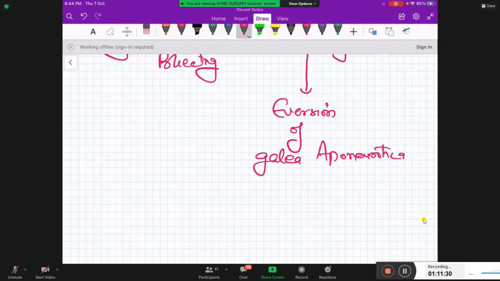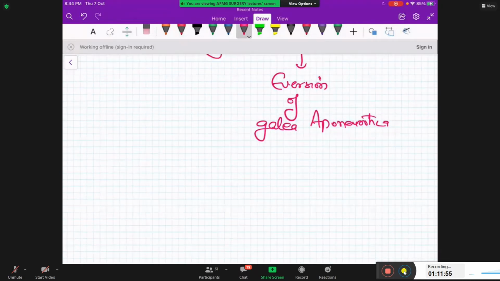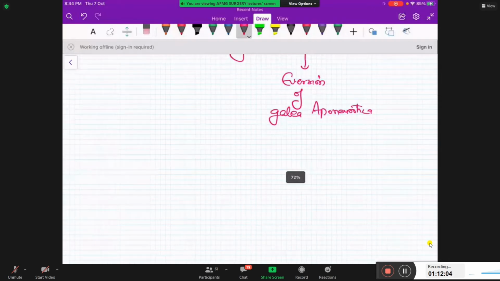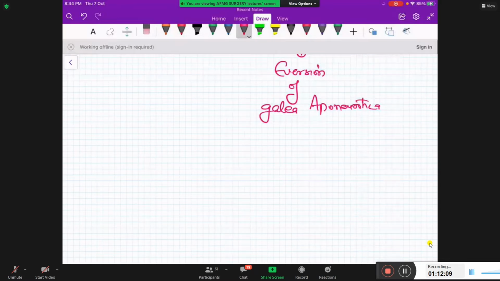So eversion of galea aponeurotica, and then we should know. Obviously, you should know where is galea aponeurotica. And if by any chance you try to do that and you could not find a galea aponeurotica, she will say, "Kahan se aa gayi?" So don't try heroics when you don't know how to do that. Okay? So don't try to impress when you know you can't do that. Okay? So this is how we control bleeding.